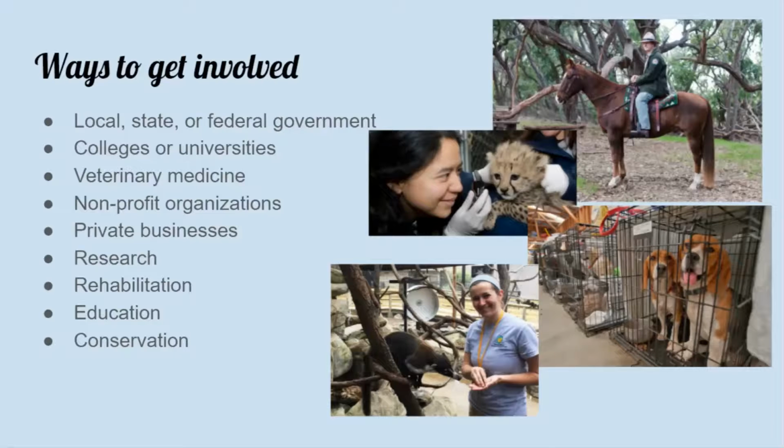So some different places you can look for positions with animals include with your government, either at the local, state, or federal level. Colleges and universities, also good opportunities. There's different areas within veterinary medicine, such as working with exotic type animals, if you were really interested in reptiles. There's also nonprofit organizations and private businesses that focus on these types of animals. And there are research, rehabilitation, education, and conservation roles to fill within all of these different career paths.